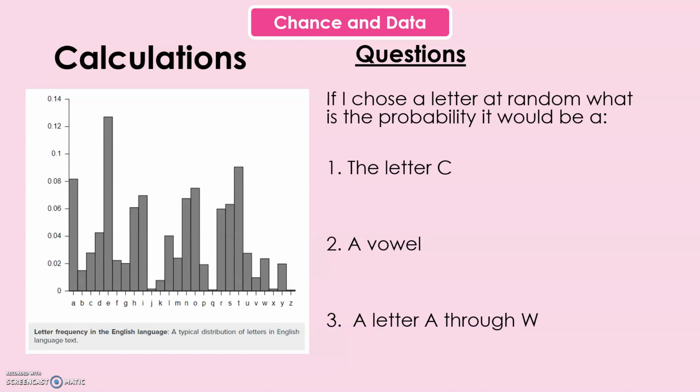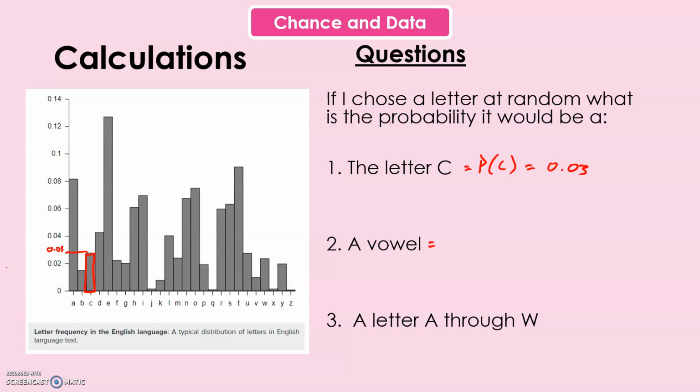All right, so then it's just a case of reading straight off the graph. We can see C is here, and that measures off at 0.03. So the answer then, C is equal to 0.03.